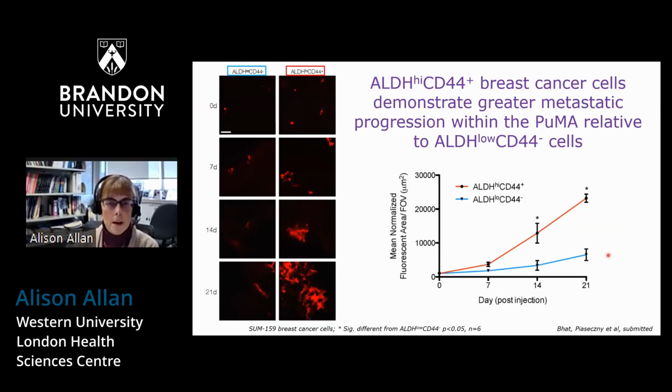And then Matt sorted the cells into these ALDH high CD44 positive cells, and their non-stem cell-like counterparts. And again, he saw what we might have expected based on our other data, is that they grow much more rapidly than their non-stem cell counterparts. And you can just see the progression. The cells are labeled with a red fluorescent protein.